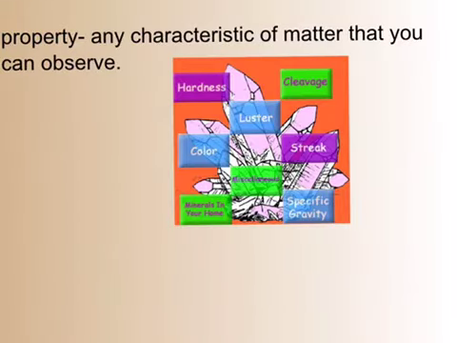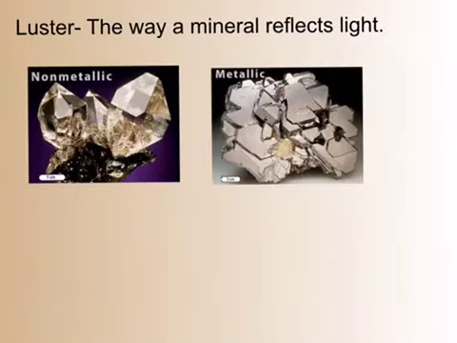As you know, there are many rocks and minerals out there. So how we describe rocks and minerals, we use a property. A property is any characteristic of matter that you can observe. So for example, when you're talking about rocks and minerals, you can describe the hardness, luster, cleavage, streak, color, or any other way to describe that rock or mineral. So again, any way we describe it is using a property, and a property is any characteristic of matter that you can observe. One of those properties is describing the luster of a mineral.